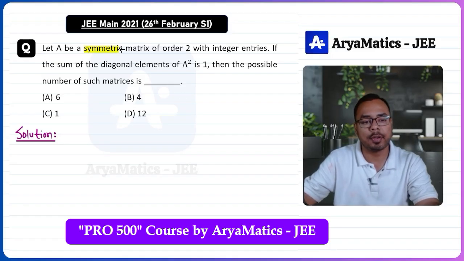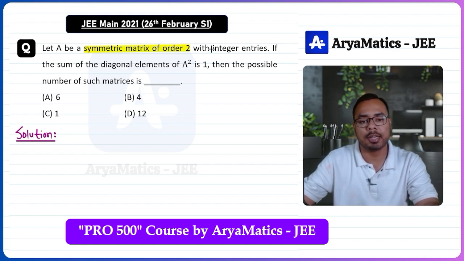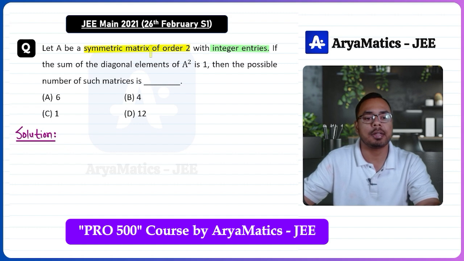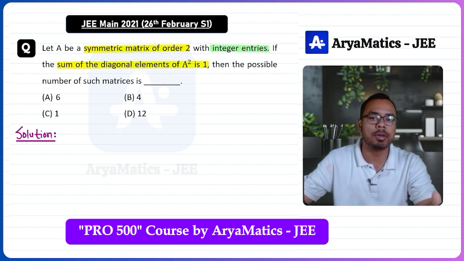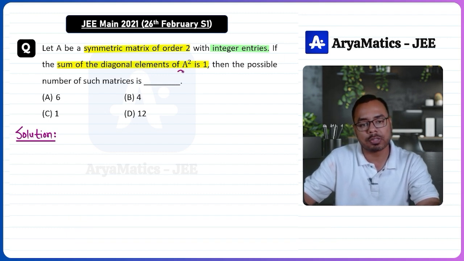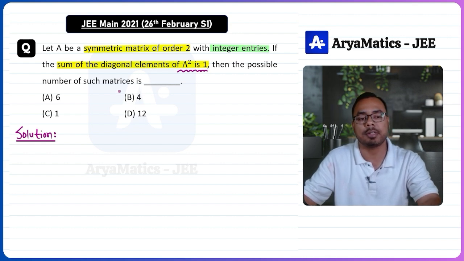Let A be a symmetric matrix of order 2, means A is a 2 cross 2 symmetric matrix with integer entries. So each entry of that matrix must be some integer. It is given that sum of diagonal elements of A square is 1. Sum of diagonal elements means trace of the matrix. So for matrix A square, trace is 1. Then we have to find the number of possible matrices.